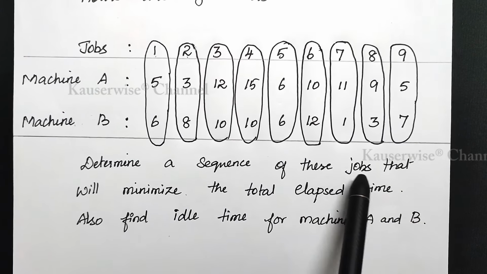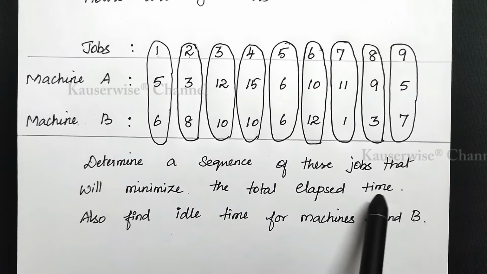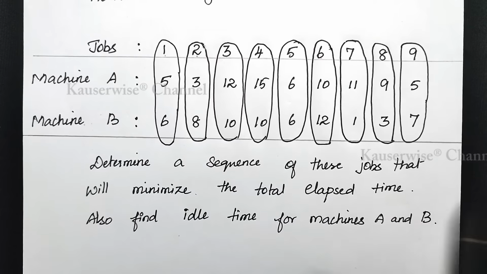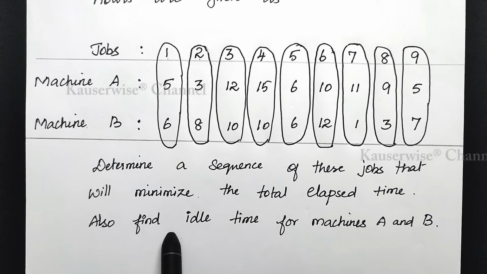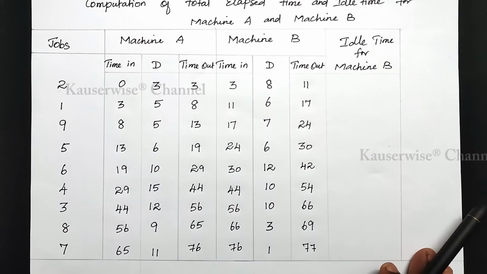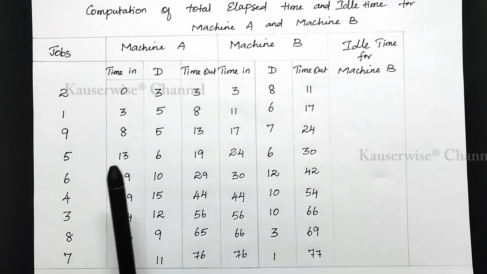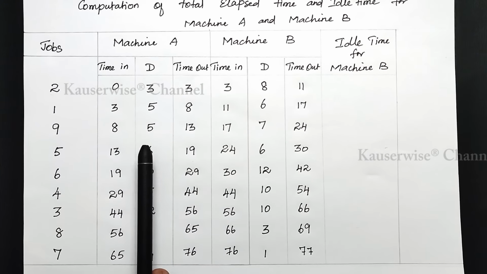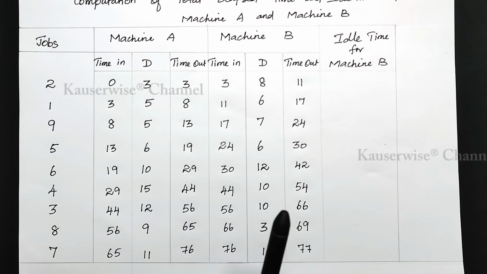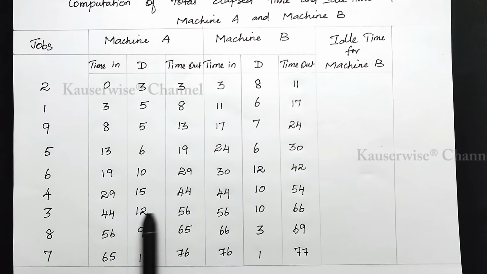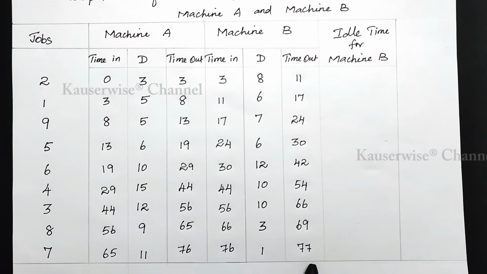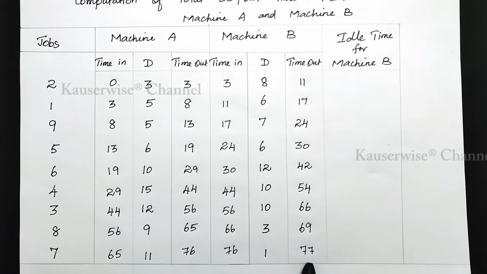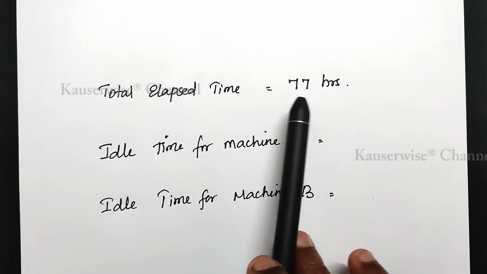Look at the problem. Determine a sequence of these jobs that will minimize the total elapsed time. Also find idle time for machine A and machine B. Now, let us see the calculation for finding out total elapsed time and idle time for machine A and machine B. See the solution. The total minimum elapsed time means the total time taken to complete all the jobs through machine A and machine B, including idle time. That is, all the process will come to an end at the 77th hour. So, this is the minimum total elapsed time, that is 77 hours.